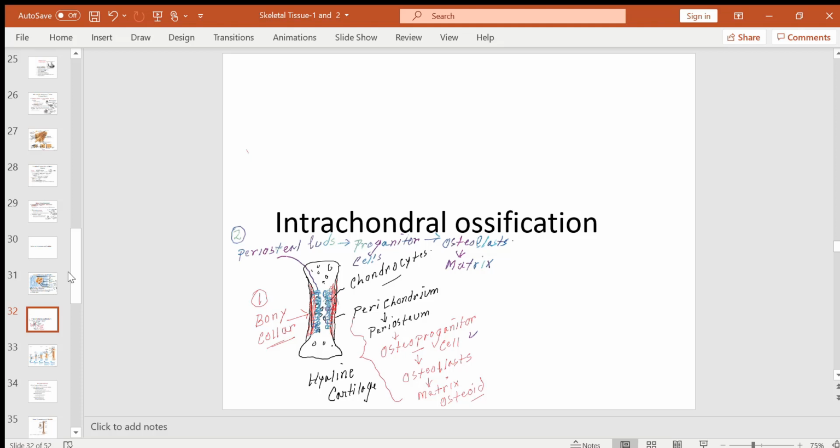Okay, and then what will happen in the center of the cartilage here? You remember you have the chondrocytes. So these chondrocytes, they are together, and that is called the primary ossification center. So let me draw this part here to make it more clear. So same thing here.